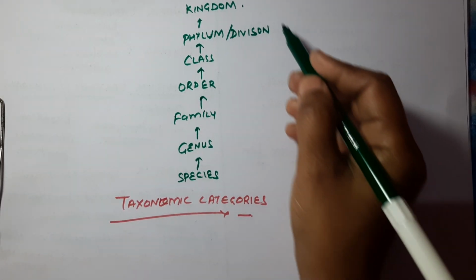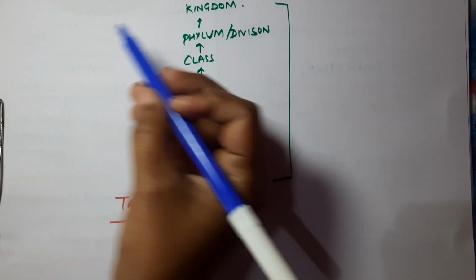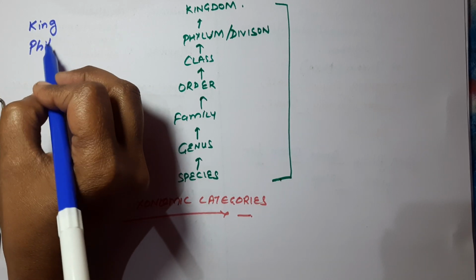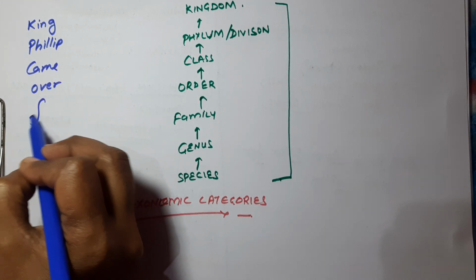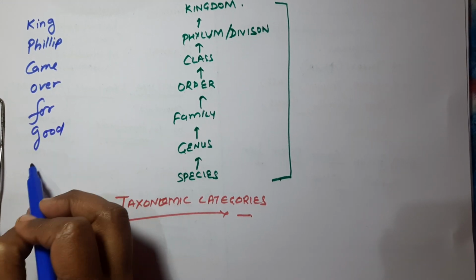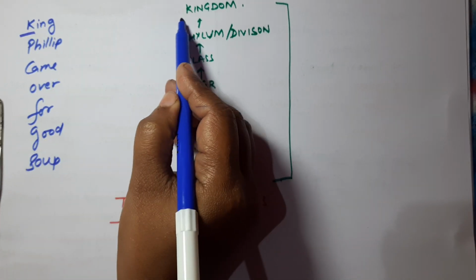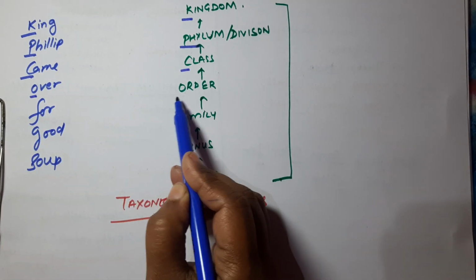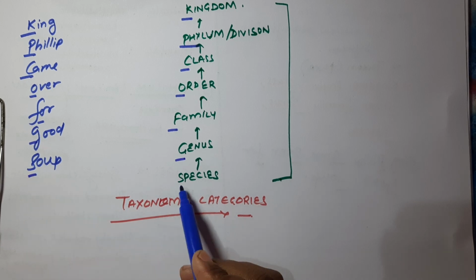Okay, so these are the various taxonomic categories, and I told you to remember this. How can we remember this? That the King Philip came over for good soup. Okay, so the K stands for the kingdom, P stands for the phylum, C stands for the class, O stands for the order, F stands for the family, G stands for the genus, and S stands for the species.